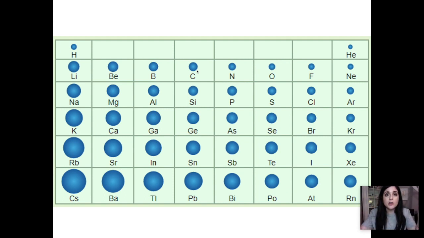Okay, and then the trend repeats itself. It shrinks again, and then when I add the fourth shell, it gets bigger. That's essentially how it works: you add shells, but you're also adding protons to the nucleus as you go across a period. Your largest elements, therefore, are going to be down here: cesium and barium, rubidium and strontium, very, very large atoms.